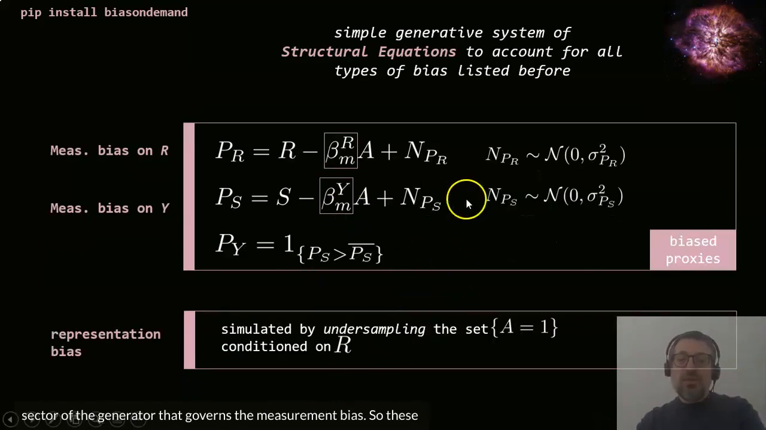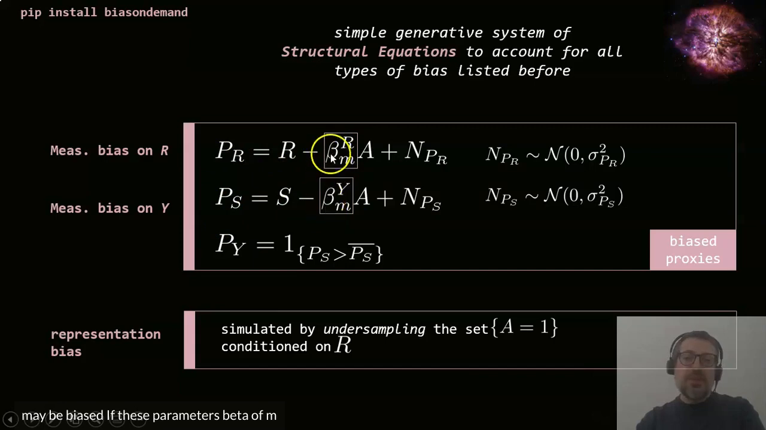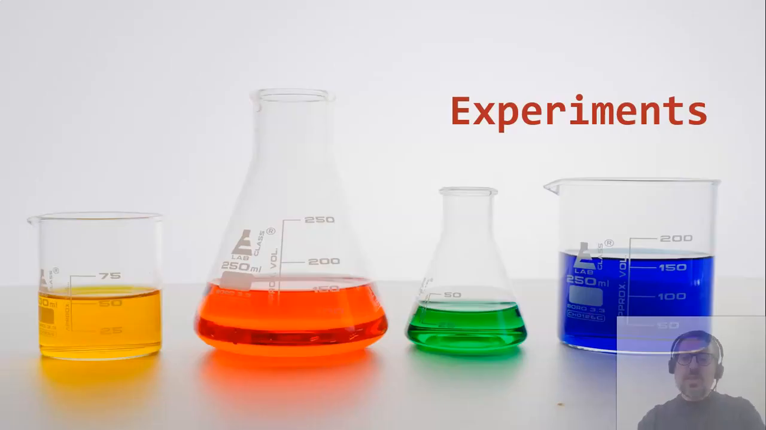We have also the sector of the generator that governs the measurement bias. So these are the three proxies actually, the proxy for the feature, for the relevant feature, and the proxy for the target variable, that may be biased if these parameters beta of M are turned on in some sense. You can also simulate the representation bias by undersampling the set A equals 1, either conditionally or not conditionally on other variables, for example, on R. So this is the generator.